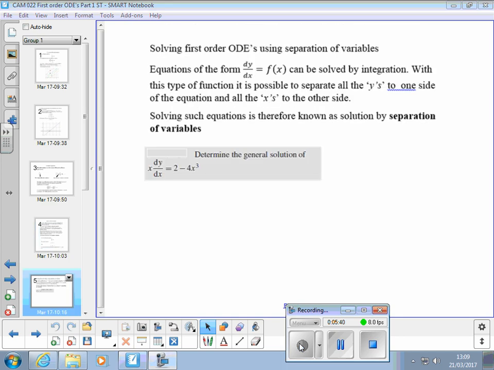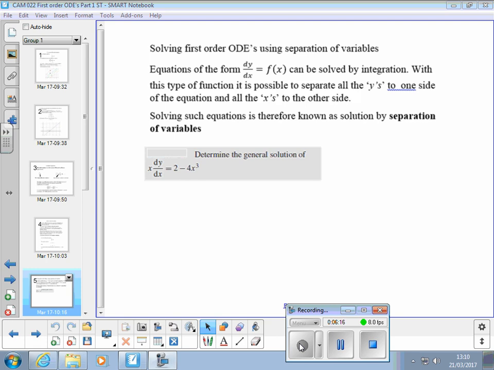So, let us have a look at solving first order ODEs using what's called separation of variables. Equations of the form dy by dx is equal to a function f(x) can be solved by integration. With this type of function, it's possible to separate all the y's to one side of the equation and all the x's to the other side. Solving such equations is therefore known as solution by separation of variables.